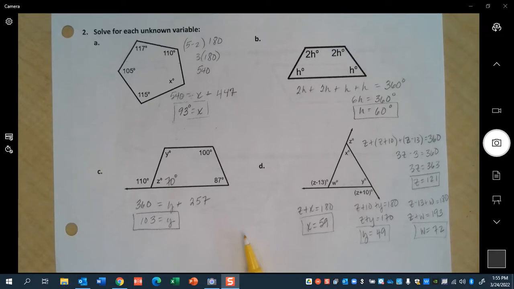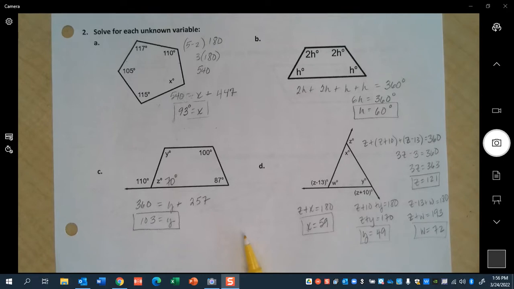I know that Z and X are 180. I know that this Z minus 13 and W are 180, and I know that Y and Z plus 10 are 180. So I was fixing to get busy doing a system, and I'm like, oh, if I'm in Pizza Hut, I'm ordering pizza. And what I mean by that is this.